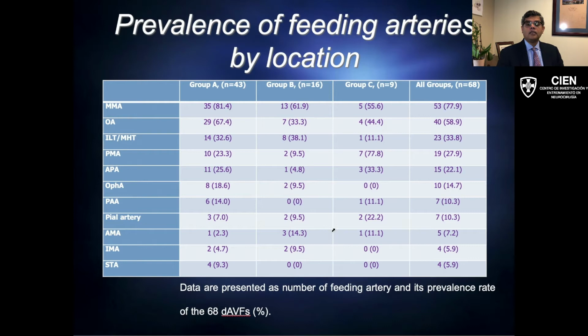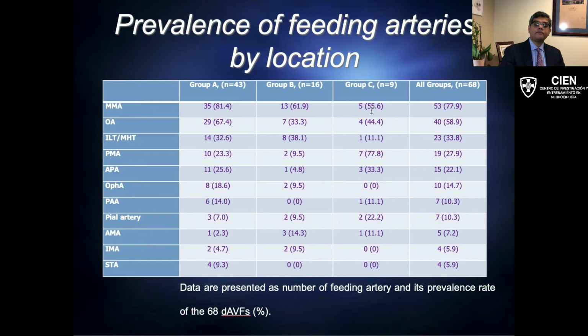Then we went on to look at the specific artery which supplied these fistulas. If you look at group A, which is the cerebral convexity, you can see the falx. You'll see that the middle meningeal artery is involved in the supply in 81%, compared to group B, where it is a smaller percent. And when you come to group C, it's even smaller.